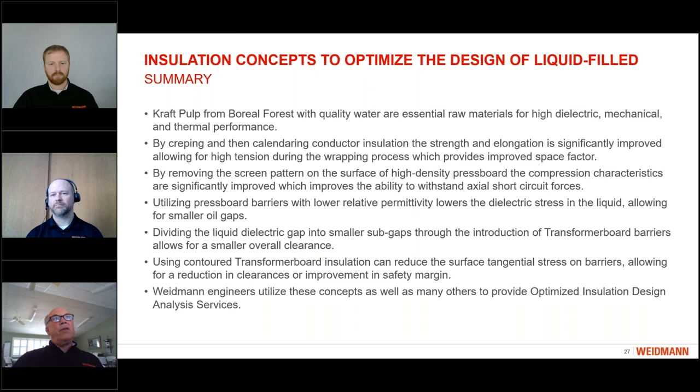So Jason showed this concept of insulation design analysis, where we looked at equipotential lines, and we know that those will bend at the end of the winding. And if we can form our insulation barriers so that they conform to those equipotential lines, then we reduce the amount of surface stress on the board. So using contoured transformer board insulation, what Jason mentioned, we call angle rings, and that's one way, and then cap rings is the other way, we can lower the interfacial stress. So that's the summary of the concepts.